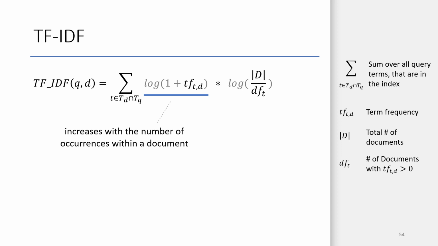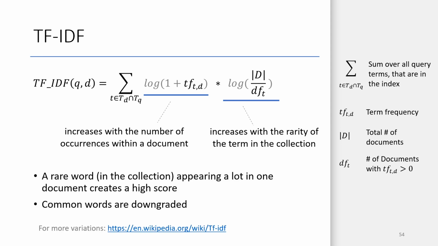This part, the term frequency, increases with the number of occurrences within the document. And this part increases with the rarity of the term in the collection. So you can see, if a rare word in the collection appears a lot in one document, we create a very high score. And common words are downgraded on the other hand.